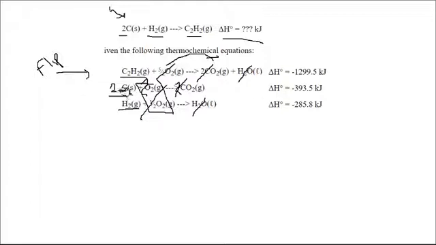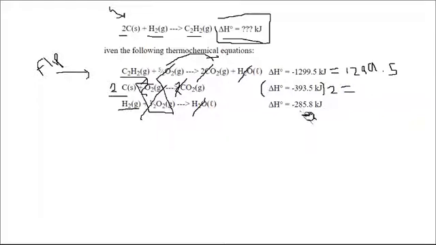Now the question is, how does everything that I just did here actually allow me to calculate the unknown enthalpy? Well, I'm just going to do to the enthalpies exactly what I did to each of the equations. For the first one, I'm going to flip it, so instead of negative 1299.5 kilojoules, it's going to be positive 1299.5 kilojoules. For the second one, instead of 393.5, because I multiplied this equation by 2, I'm going to multiply this by 2 as well. And for the last one, I'm going to leave it exactly the same because I left the equation exactly the same.